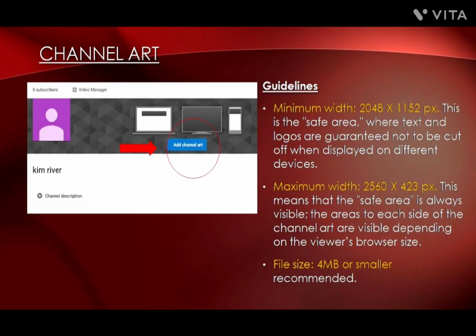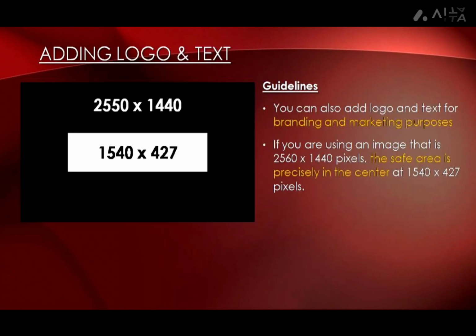Minimum width should be 2048 by 1152 pixels. This is the "safe area" where text and logos are guaranteed not to be cut off when displayed on different devices. Maximum width should be 2560 by 423 pixels. That means that the "safe area" is always visible. The areas to each side of the channel art are visible depending on the viewer's browser size. The file size should be 4 megabytes or smaller.